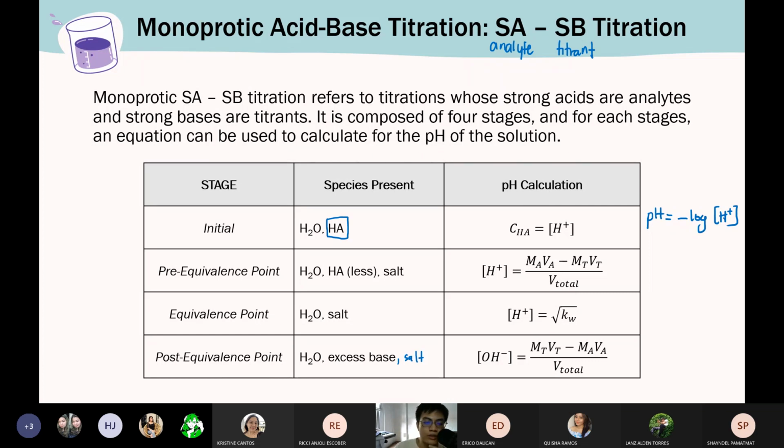Now, let's talk about the pre-equivalence point. Okay? So, at pre-equivalence point, which of them do you think will contribute to the pH of the solution? Which of the three species will contribute to the pH of the solution? Is it the water? Is it the acid? Is it the salt? What do you think?